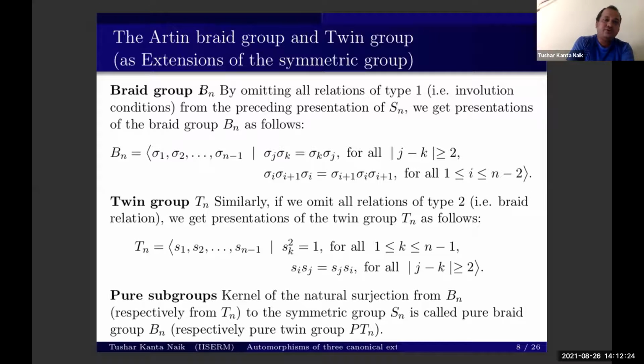As the twin group and braid group are extensions of the symmetric group, there is a natural map from Bn and Tn to the symmetric group Sn, and we call the kernels the pure braid group and the pure twin group respectively. So with this, we have a natural question. Here we have removed the first type of relation and the second type of relation. So we wonder what we will get if we remove the third kind of relation.